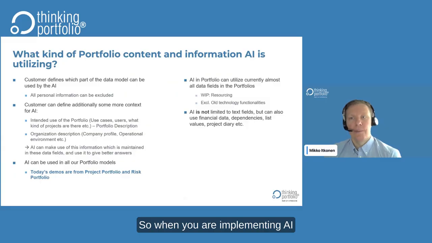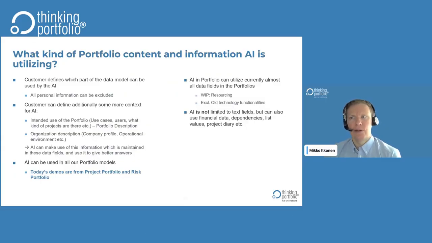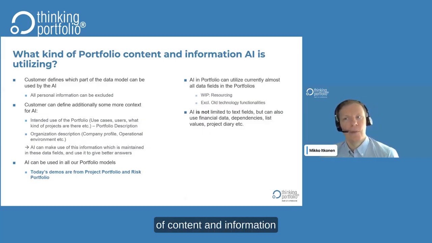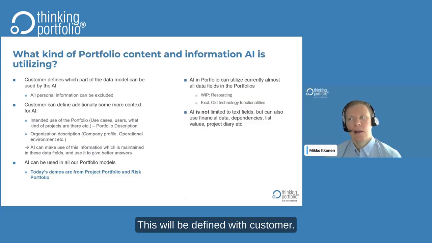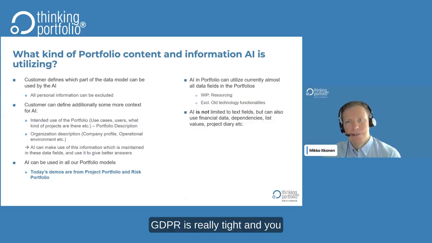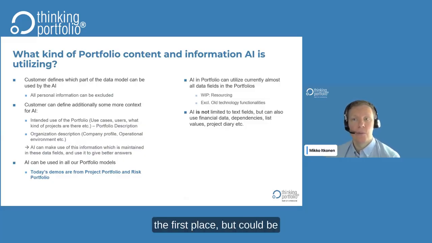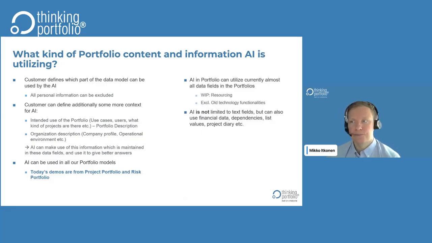So when you are implementing AI to your portfolio management in Thinking Portfolio, what kind of content and information will AI utilize? This will be defined with the customer, which part of the data model is used by AI. For example, all personal information can be excluded. GDPR is really tight, and you might want to exclude them in the first place, but they could also be included if you have that approach in your organization.